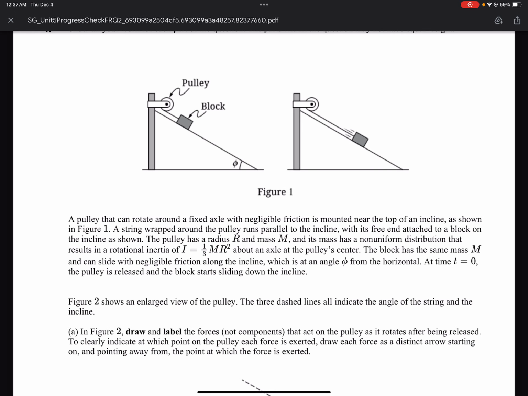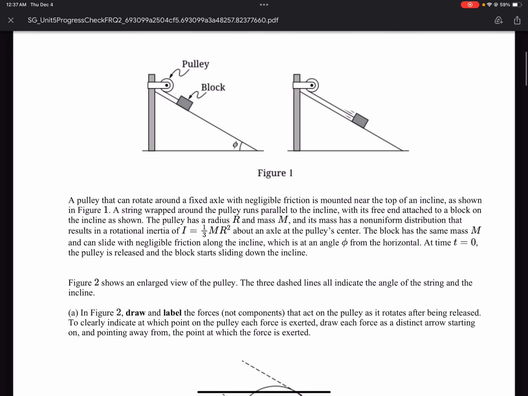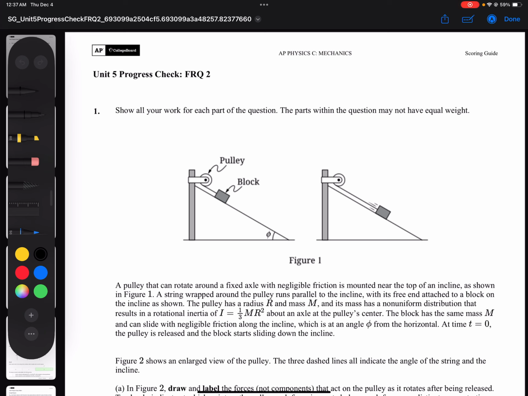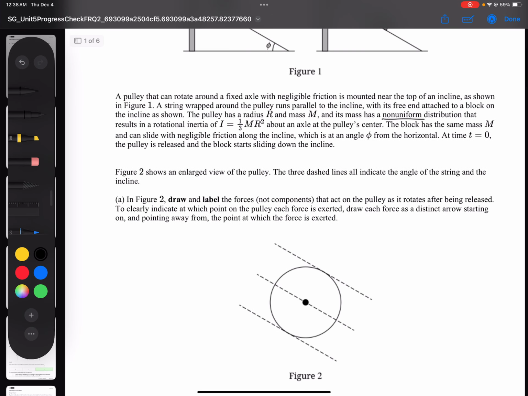All right, so we have a pulley and a block, and this block is going to be accelerating down the plane, and this pulley has a moment of inertia of 1/3 mr squared, because this pulley has a non-uniform mass distribution, and we have some angle phi from the horizontal, and we need to figure out how to draw and label the forces.